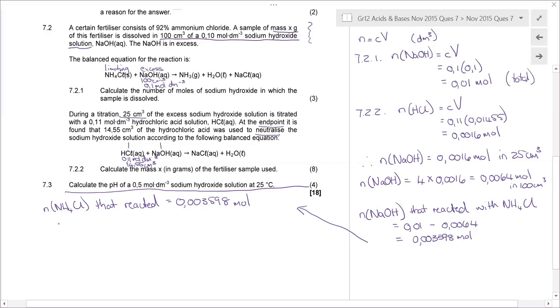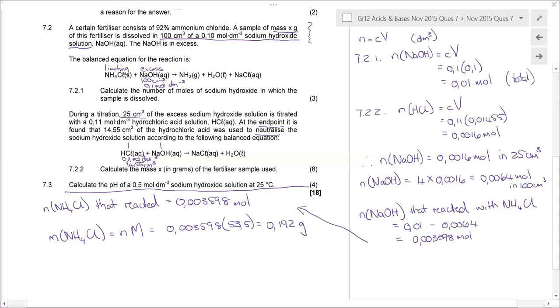When you have the moles and we are working with mass, you can actually calculate the mass of ammonium chloride that reacted. Mass is number of moles times molar mass. So it's 0.003598 times the molar mass of ammonium chloride, which is 53.5. So the mass of ammonium chloride that actually reacted was 0.192 grams.